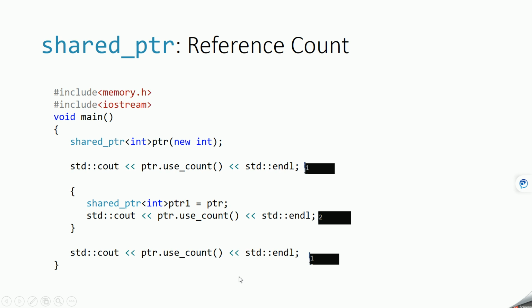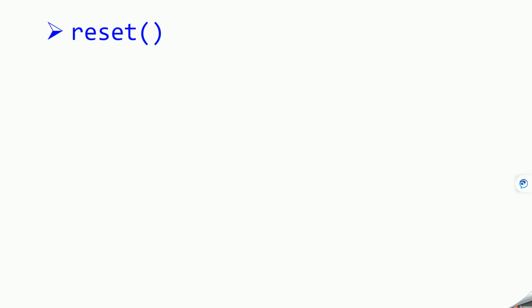Okay, so this is how reference counting and shared pointer works. You can say when this scope is going out, all the pointers are getting deleted. Okay, so now let's see some of the functions of this shared pointer.